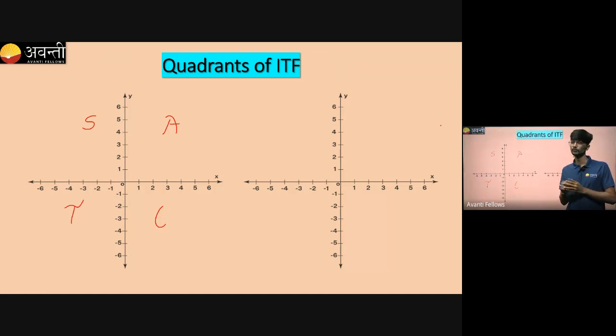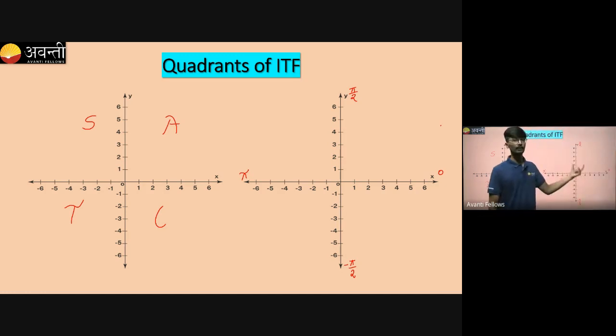I hope you guessed it right: minus pi by 2 to pi by 2. We all know that for positive angles we measure anti-clockwise and for negative angles we measure clockwise. So if I want to go to minus pi by 2, I have to measure clockwise. This is 0 degrees. If I go anti-clockwise, this is pi by 2 and this is pi. And if I go clockwise, then this will be minus pi by 2. So the PVR of sine is from minus pi by 2 to pi by 2, from here to here.